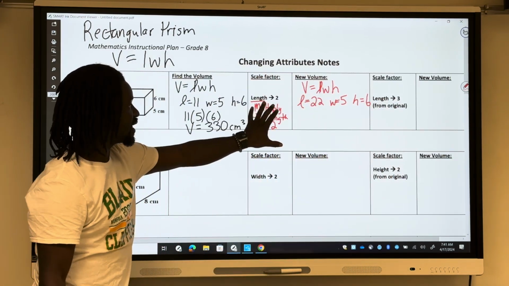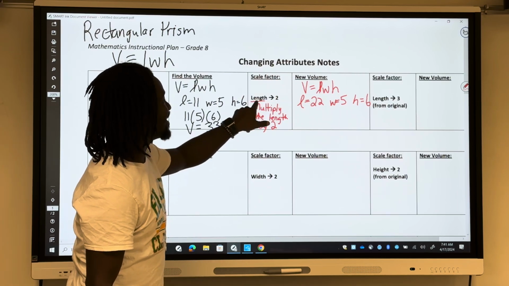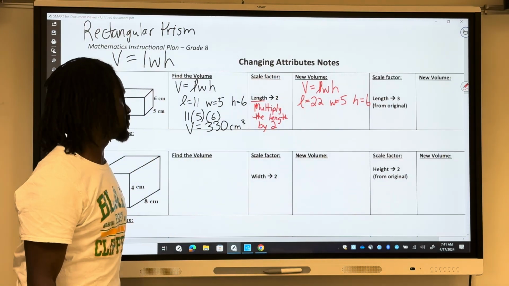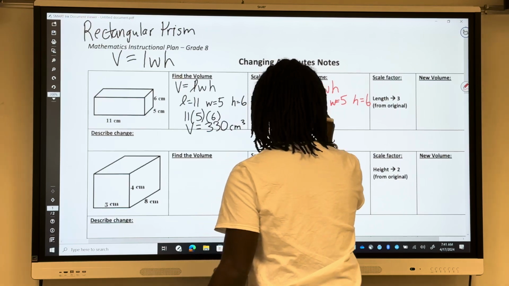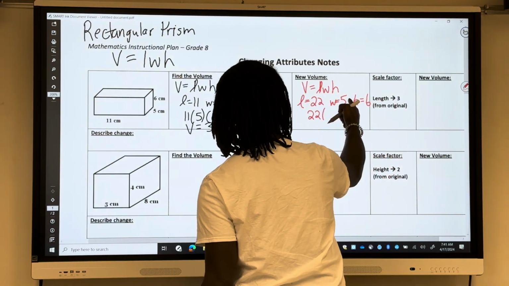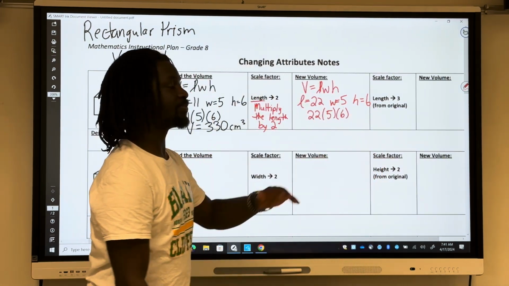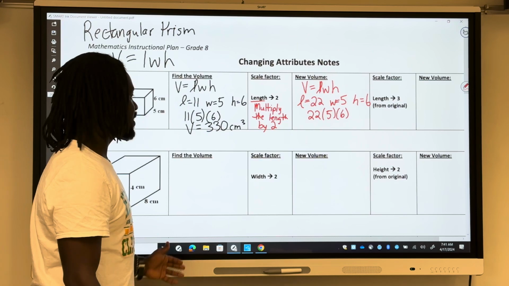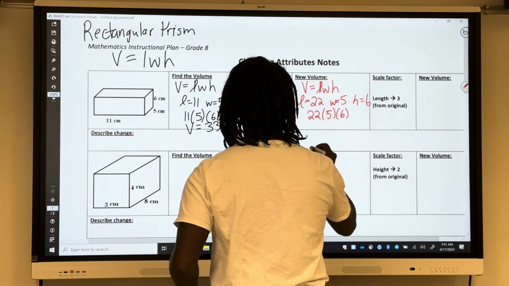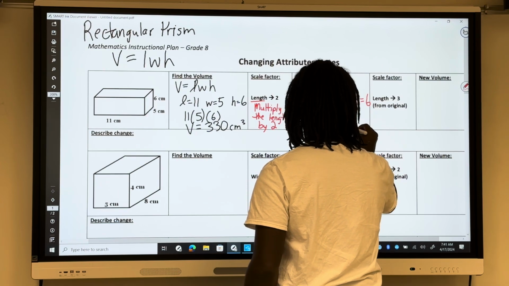Again, it only said that I needed to increase the length by a scale factor of 2, okay? And so then I'm just going to plug these in. So I have 22, length times width times height, okay? I'm multiplying those 3, and when I do that, I am going to get my volume equals 660 centimeters cubed.